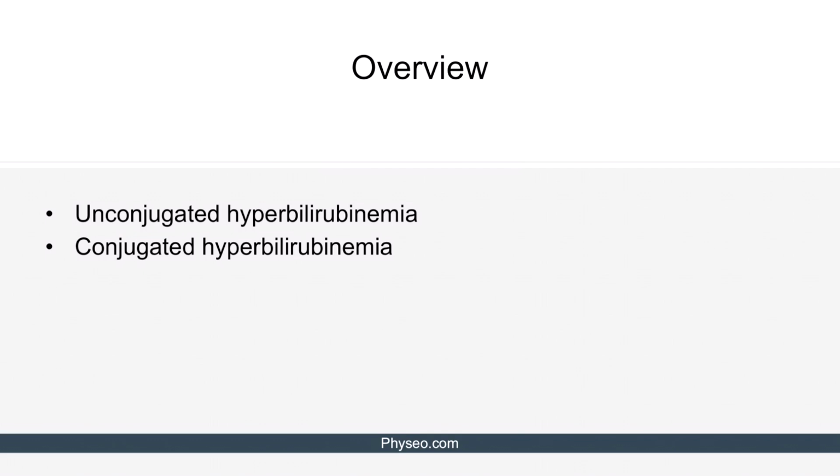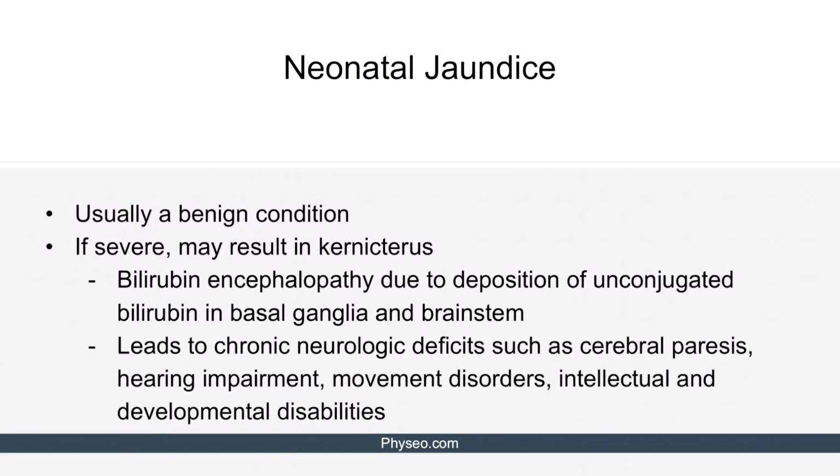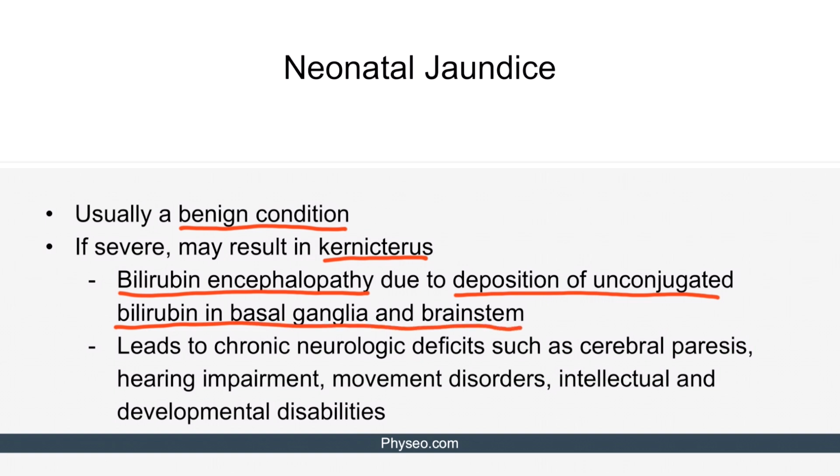Let's start with unconjugated. While neonatal jaundice is typically a benign condition, it can have devastating consequences if severe. If bilirubin levels become too high, an infant can develop kernicterus. Kernicterus is bilirubin encephalopathy secondary to deposits of unconjugated bilirubin in the basal ganglia and brainstem. This leads to irreversible chronic neurologic deficits such as cerebral paresis, hearing impairment, movement disorders, and intellectual and developmental disabilities.